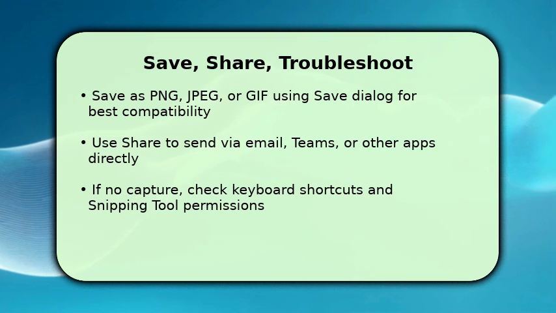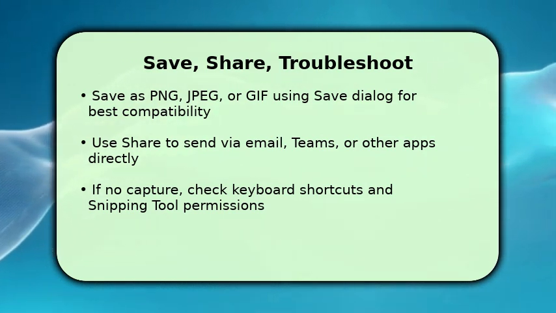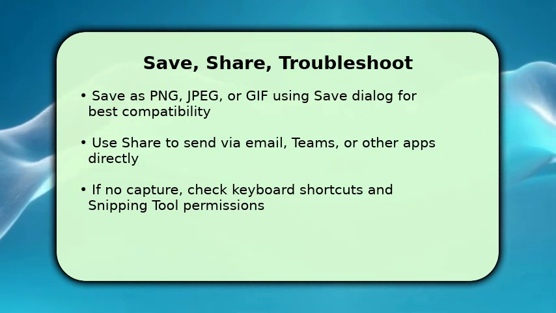If the snip doesn't appear when you press the shortcut, make sure your keyboard shortcut is enabled and not blocked by a screen lock or game. Also check Snipping Tool permissions in Settings and restart the app to resolve common issues quickly.